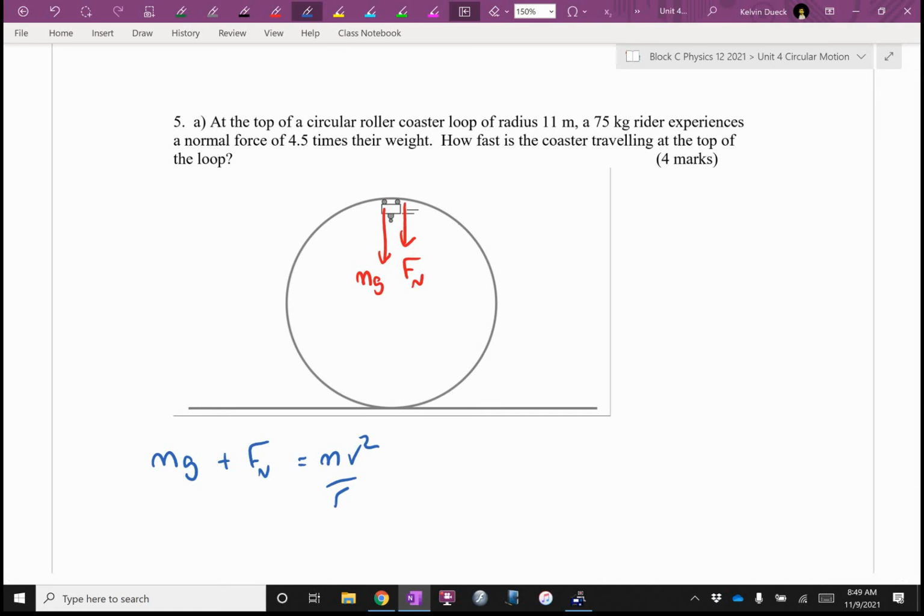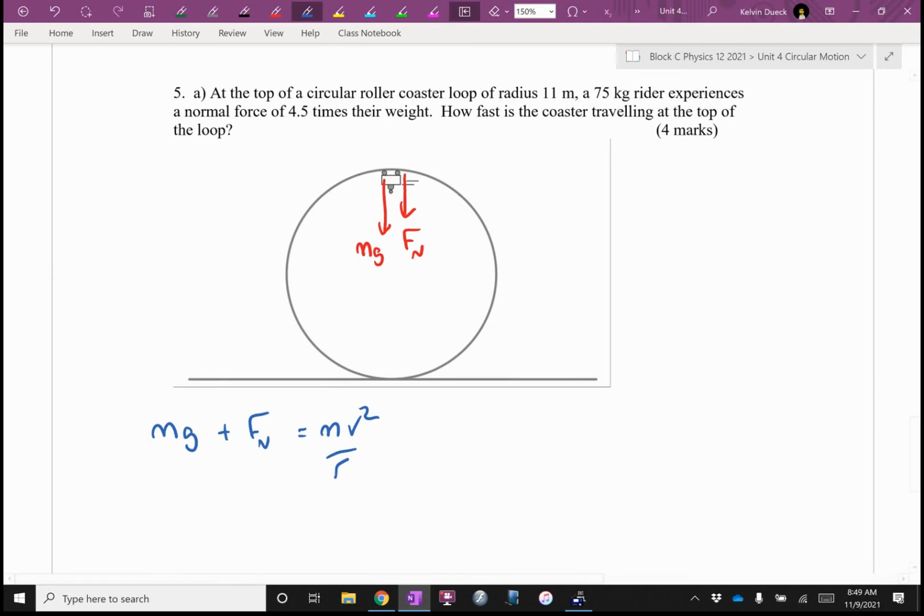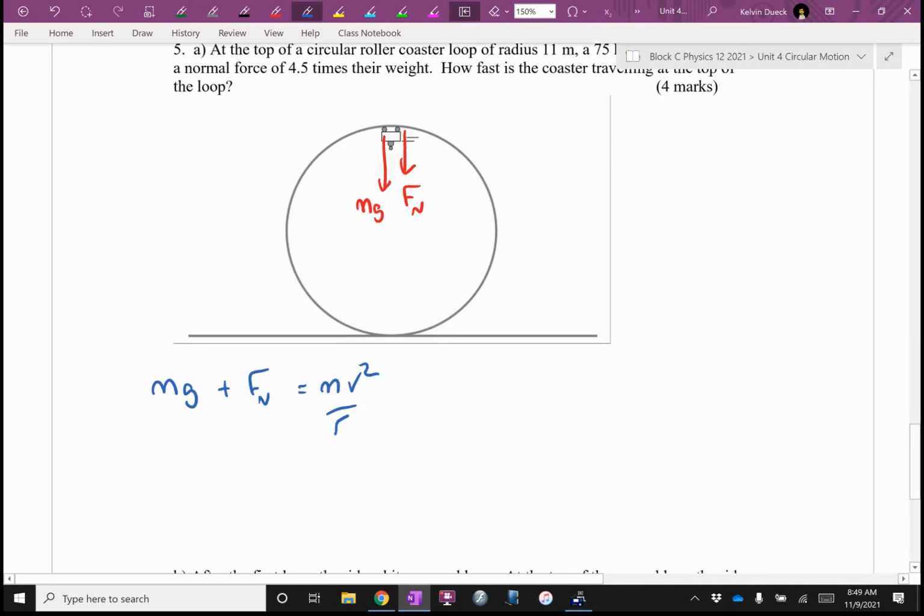I don't know the normal force. What am I going to write for the normal force? I'm going to write the original mg drops down. 4.5 times your normal would be 4.5 mg. That equals mv squared over r. Will little kids and grown-ups both feel 4.5 times heavier? Yeah, why? Okay.